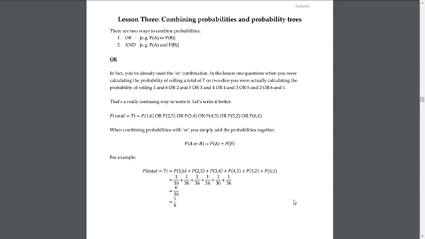But in fact, you've already used the OR combination in the Lesson 1 questions when you were calculating the probability of rolling a 7 on 2 dice. You were actually calculating the probability of rolling 1 and 6, or 2 and 5, or 3 and 4, or 4 and 3, or 5 and 2, or 6 and 1. So hopefully you can see why we say probability, the total is 7, rather than 1 and 6, or 2 and 5, or so on and so on.